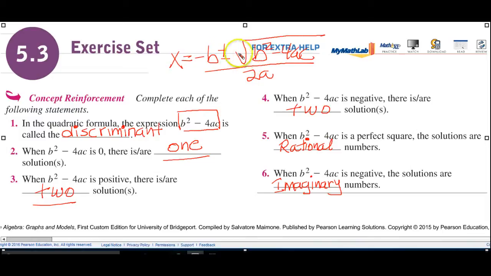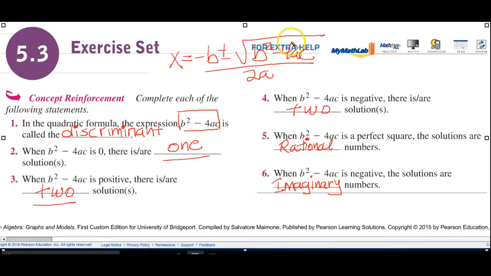Now, even though it was a quadratic, in a sense, both of those solutions are the same. That's why they're saying there's only 1. And for this one, if this is negative, then it's going to be plus or minus the square root of a negative number. But the plus or minus gives you 2 solutions. And they're going to be imaginary, as you see in number 6 here.